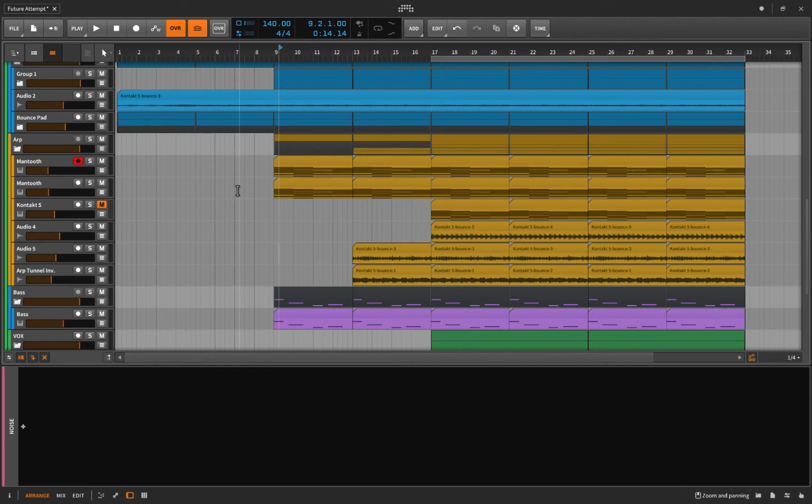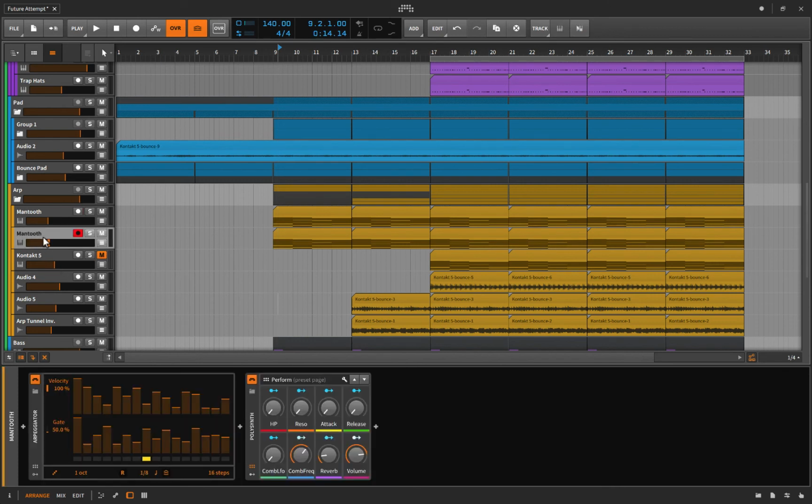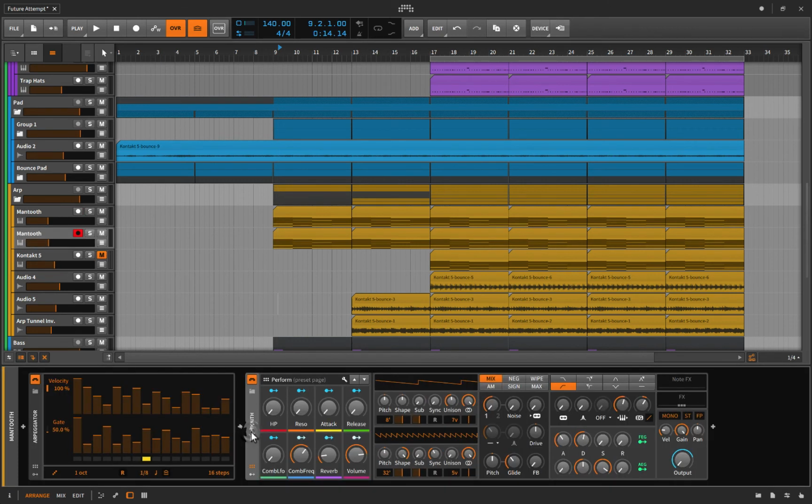a bunch of pads that are using sawtooth. Like two of them are literally called Mantooth. Look at this. Let me open up the polysynth here. This is just a preset. Look at that. You could not get more of a saw wave than that, right? Okay.